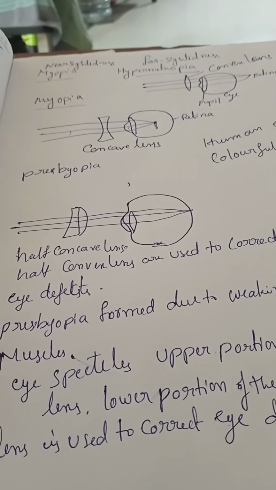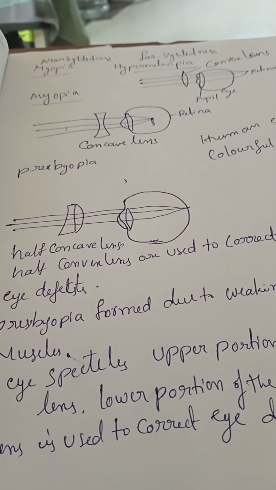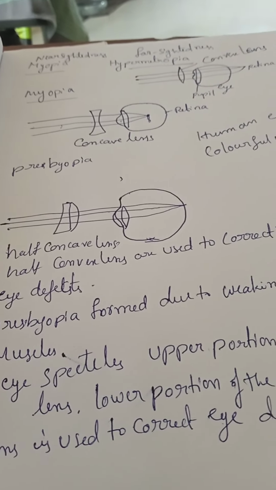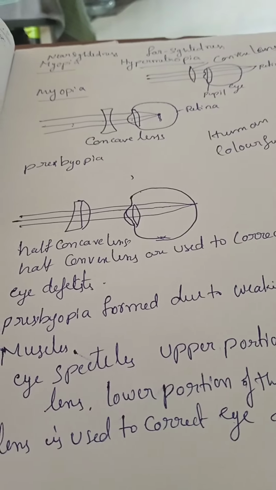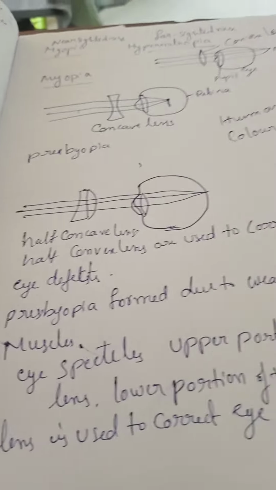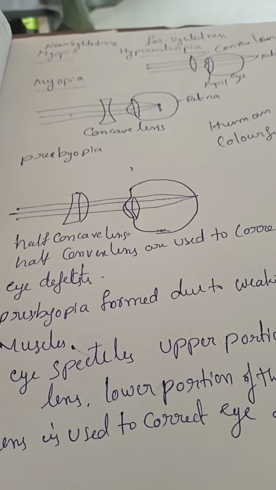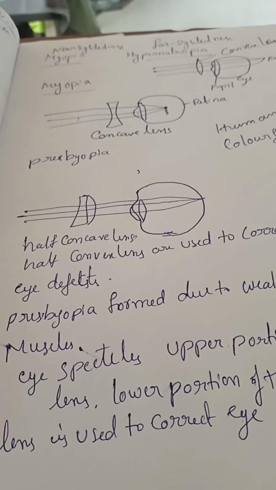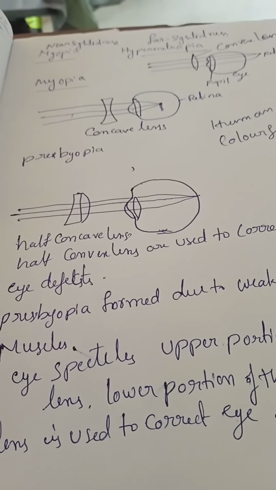So for this he uses a concave lens in front of the eyeball, like eye spectacles or goggles. When the concave lens is adjusted, they can see the distant objects clearly. This is the diagram. Before using the concave lens, the person, by seeing the objects, could not identify the objects.